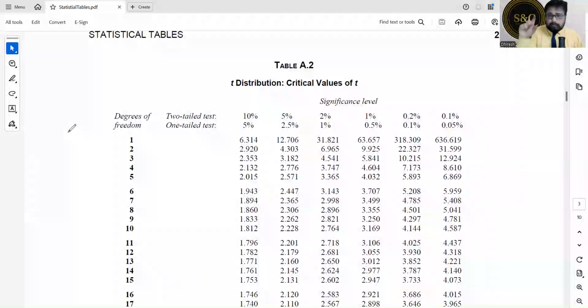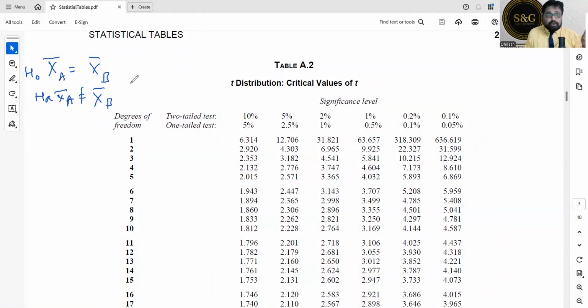Now, for the two sample T test, we have got a little different formula. What is two sample T test? Whenever we have got, let's say, two different samples, x bar A and x bar B, the null hypothesis says x bar A is equal to x bar B. The alternate says x bar A is not equal to x bar B. So that is called two sample t-test, when we compare two samples with each other.